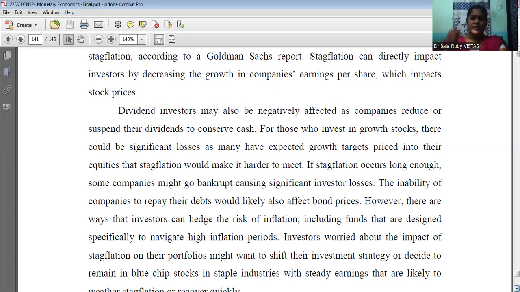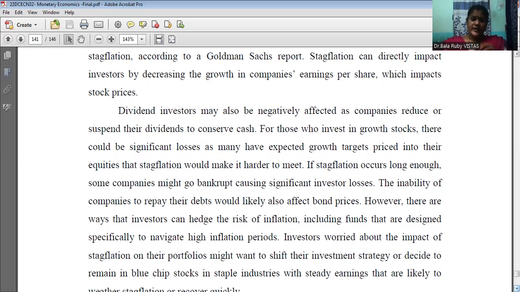For those who invest in growth stocks, there would be significant losses as many have expected growth targets priced into their equities that stagflation would make harder to meet. If stagflation occurs long enough, some companies might go bankrupt, causing significant investor losses. The inability of companies to repay their debts would likely also affect bond prices.